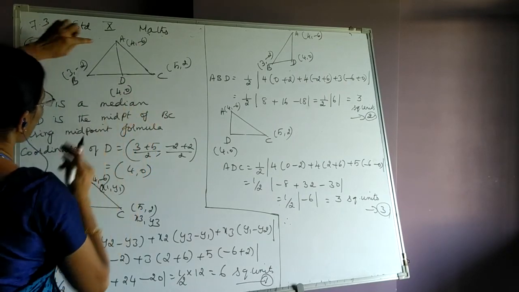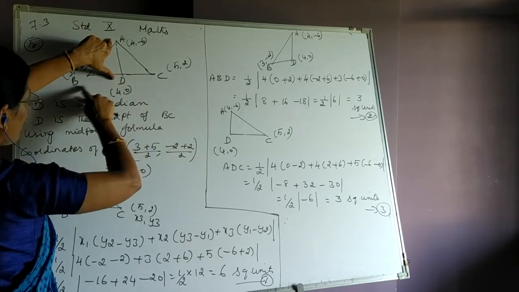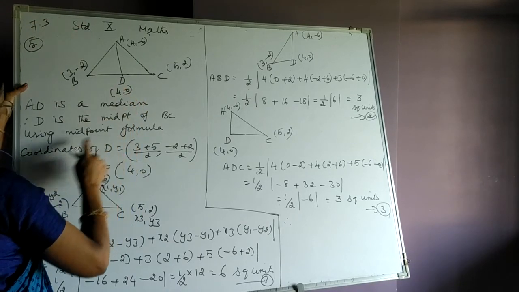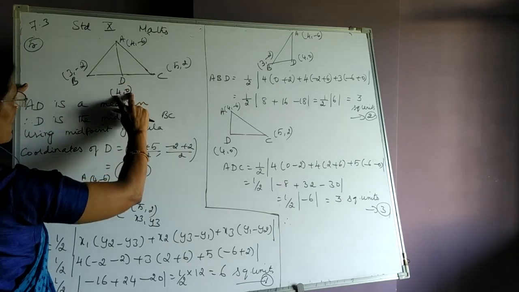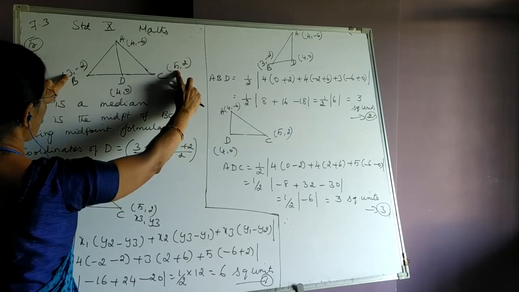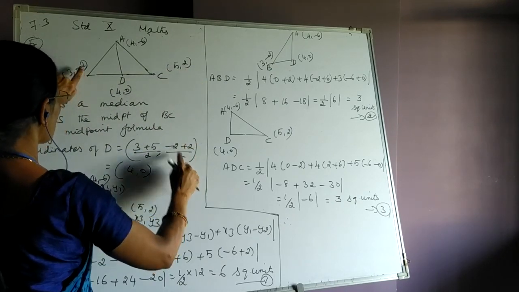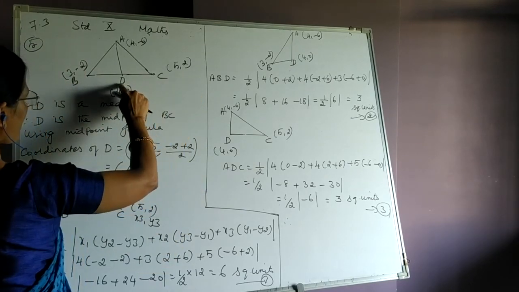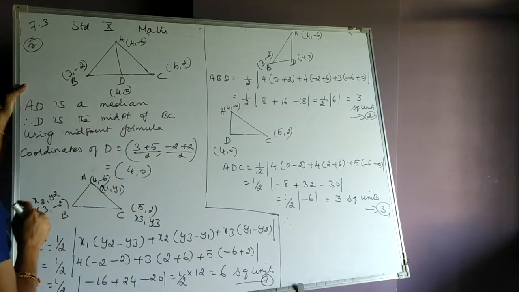Exercise 7.3, fifth question. I read the question. You have studied in class 9th: a median of a triangle divides it into two triangles of equal areas. AD is a median. So we studied any median divides the triangle into two equal areas. So the areas of ADB and ADC will always be equal if AD is a median of the triangle. This we had studied last year. The question is, verify this result for triangle ABC whose vertices are A, B and C.